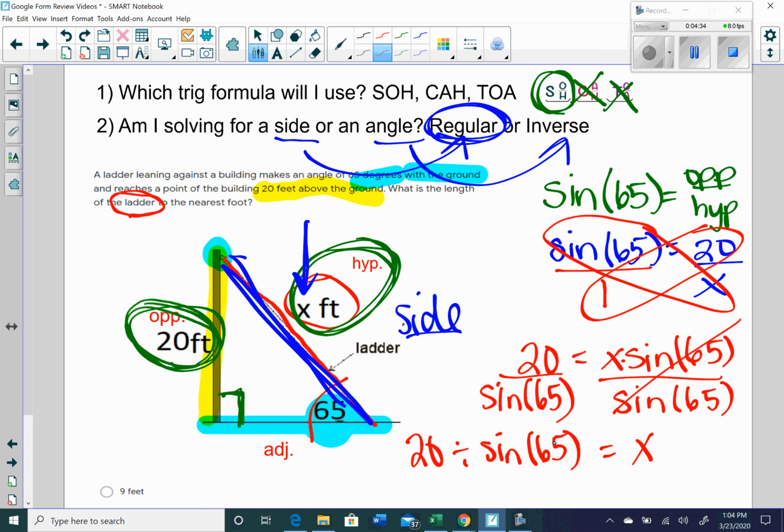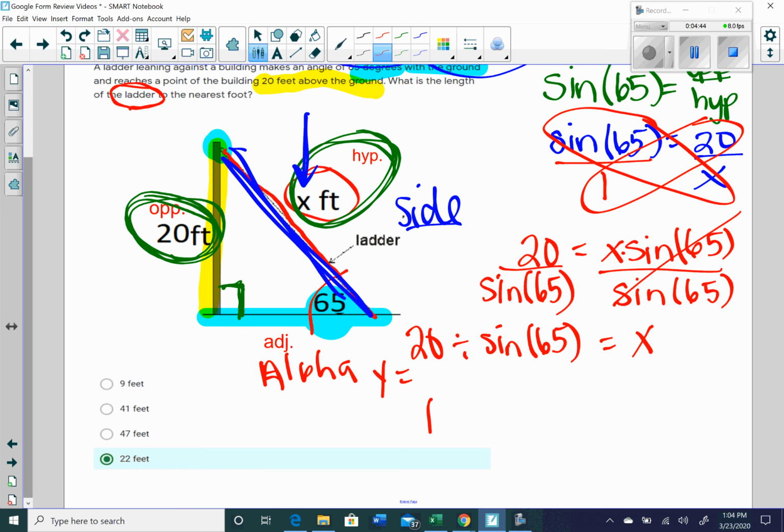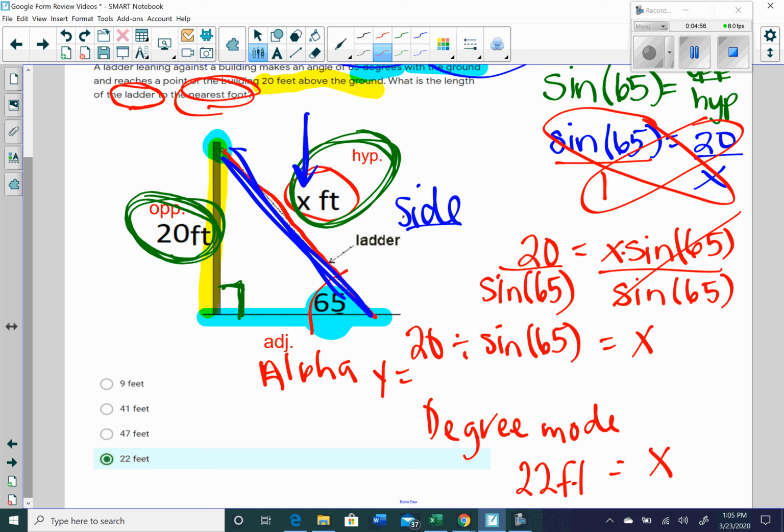Or if you want, you can hit the alpha button and the y equals button, and that will allow you to type a fraction in. When you're doing this, please make sure you're in degree mode. And after you hit enter, you will get your answer. It will be a decimal, but you have to round it to the nearest foot, as it says, which will make your answer 22 feet. And we have that answer as choice number 4.